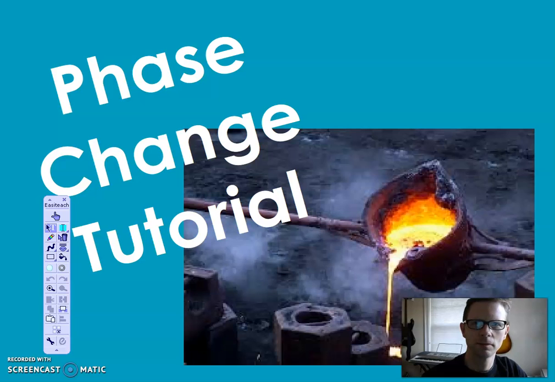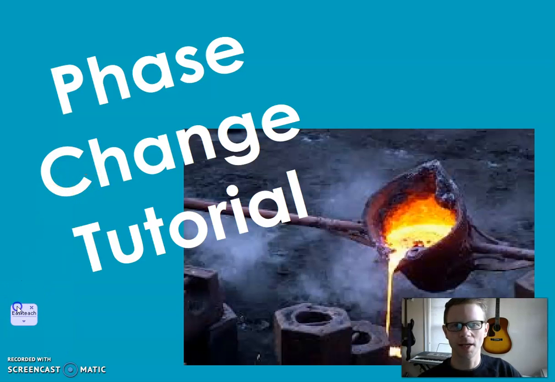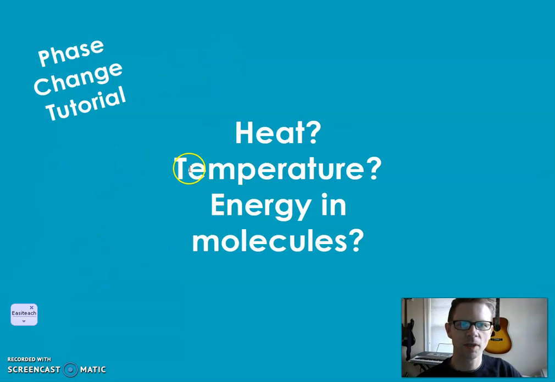Molten metal, melting ice, evaporating water, boiling water, condensation. These are all phase changes or changes of state. What's going on here? Are things being heated up? What's happening with the molecules? Could you boil iron? We're going to think about heat, temperature, and the energy of the molecules during phase changes.